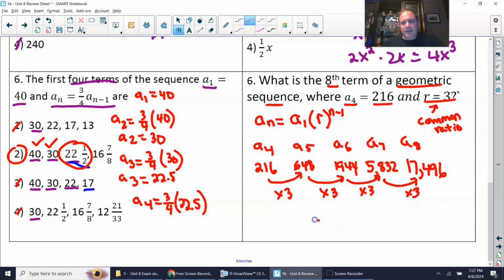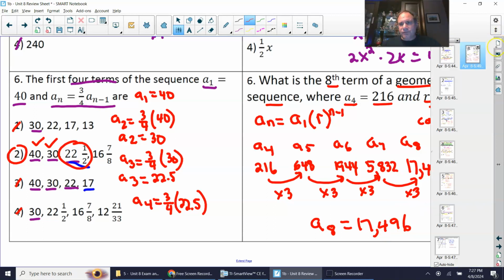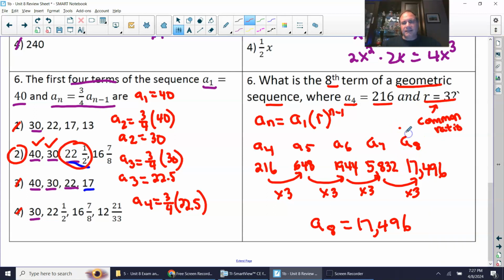And so a sub 8, the 8th term, is 17,496. And that's it. We are finished with this review sheet, and hopefully that did help you.